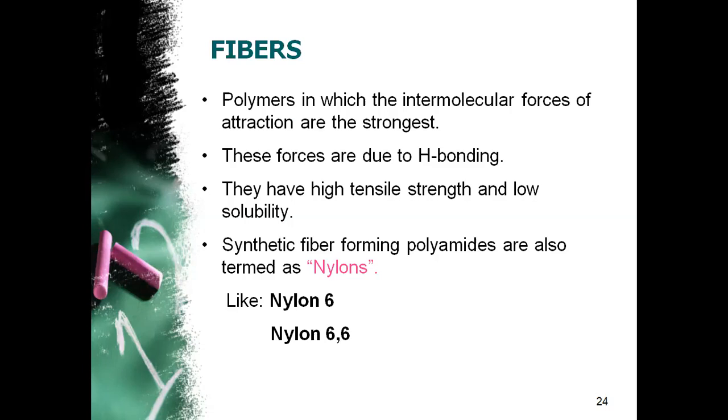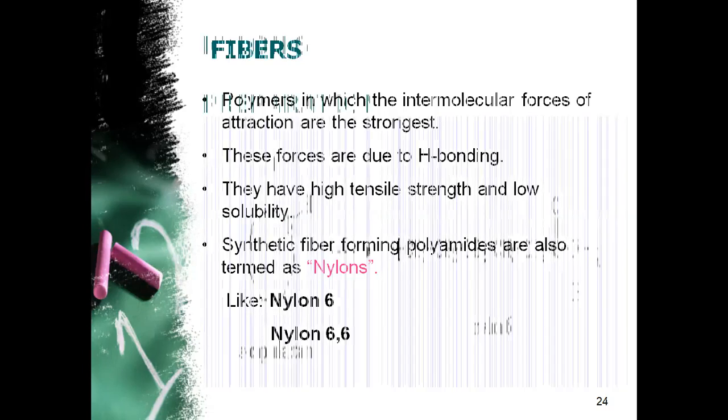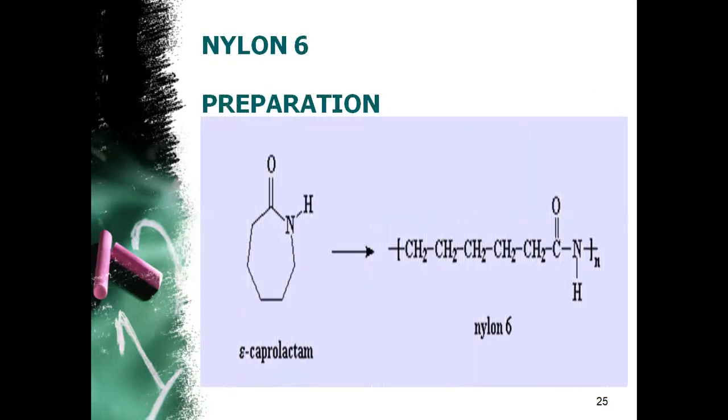We will learn about nylon 6 and nylon 6,6. Let's start with nylon 6. It is also known as polycaprolactam. It is a semi-crystalline polyamide formed by ring opening polymerization. Caprolactam has 6 carbons, hence named nylon 6. It is formed when caprolactam is heated at about 533 Kelvin for about 4 to 5 hours.